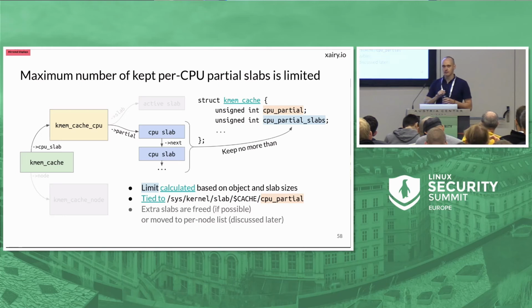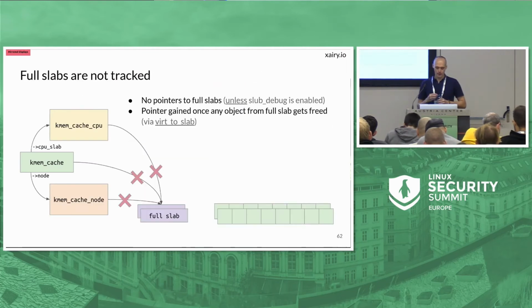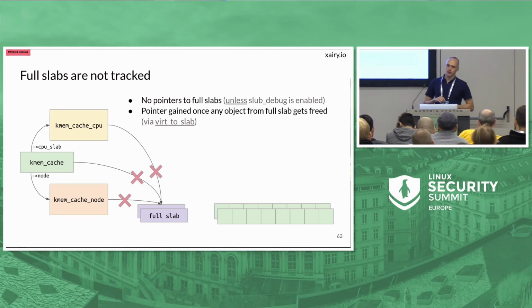Yes, correct. And the second one, you say that when the slab is full, it is actually put outside of the kernel cache, outside of the structure. But then where is it stored? Because you still need to get the information about it, because if you free something from the full slab, then you will put it back into the kernel cache.